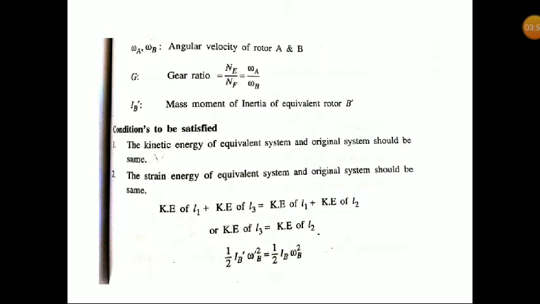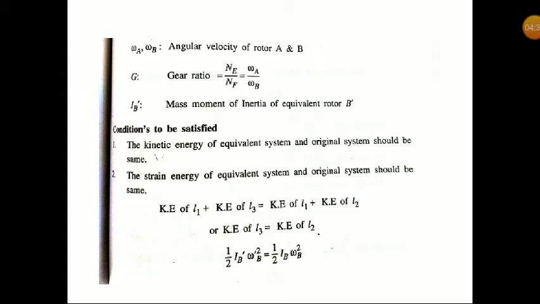So the kinetic energy of L1 plus the kinetic energy of L3. What is L3 here? The equivalent length of the shaft. That is L3. And the kinetic energy of L1 plus the kinetic energy of L2, the length of the original shaft. So here we can see L1, L3 represents the equivalent and L1, L2 represents the original shaft. So L1, L1 you can cancel, so the kinetic energy of L3 is equal to the kinetic energy of L2.